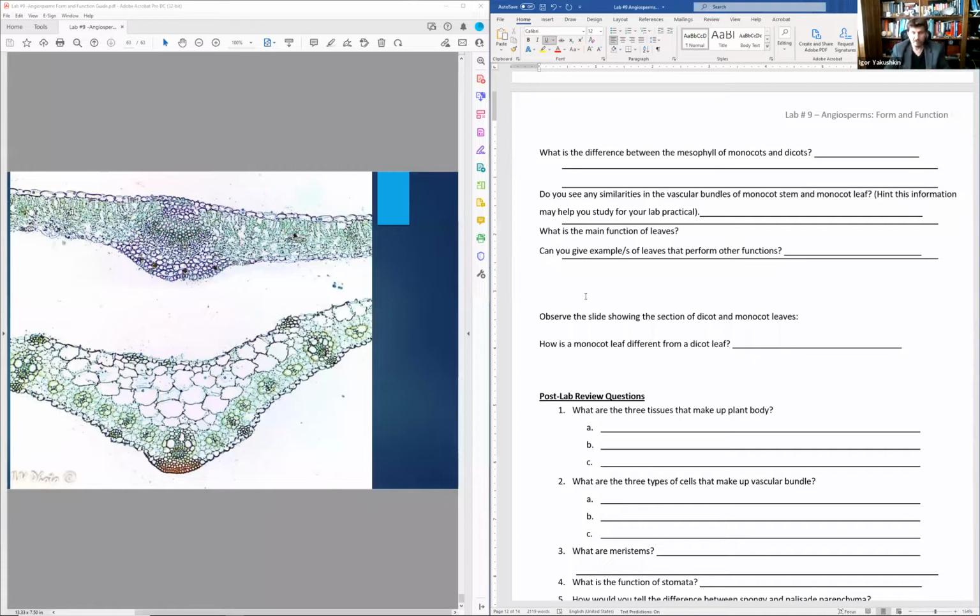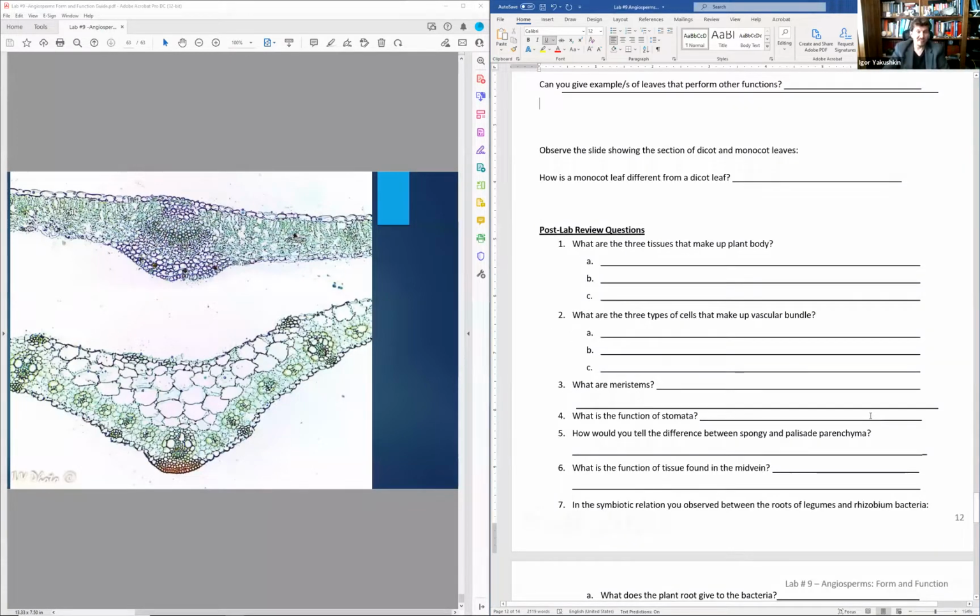Post-lab review. What are the three tissues making up the plant body? The dermal, the vascular, and the ground. What are the three types of cells making up a vascular bundle? Xylem, phloem, sclerenchyma. What are the meristems? Fast-dividing cells, essentially the embryonic cells.